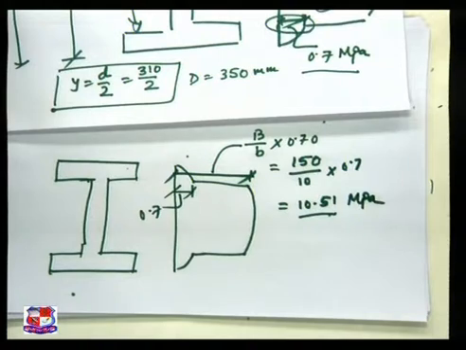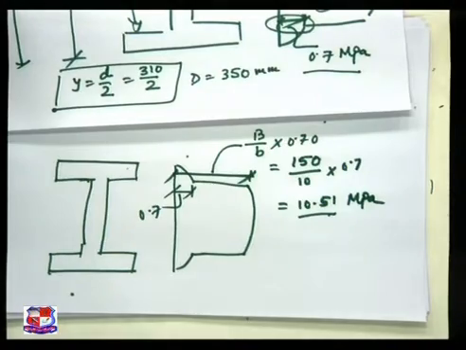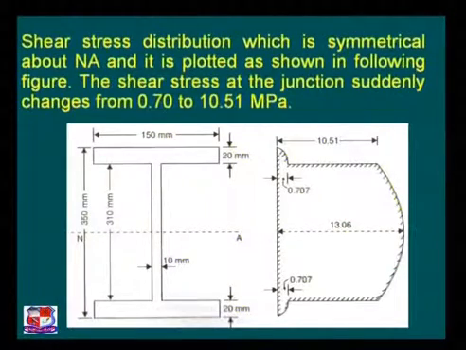So all the necessary values have been found to plot a figure. If you refer, this is our shear stress distribution diagram. The shear stress distribution is symmetrical about the neutral axis, and it is plotted as shown in this figure. Just see that the value of shear stress suddenly changes from 0.7 to 10.5 at the junction of flange and the web. Suddenly changes.